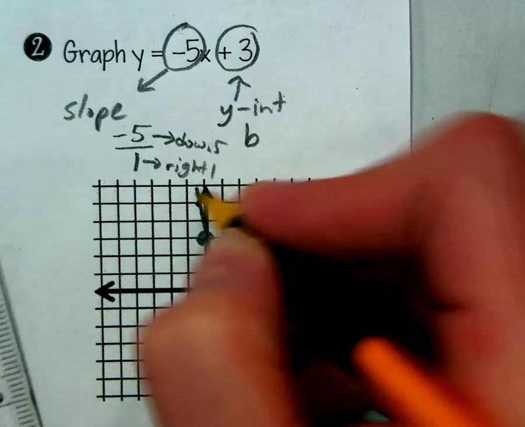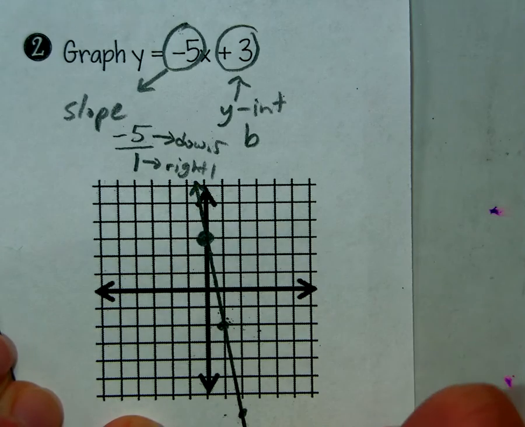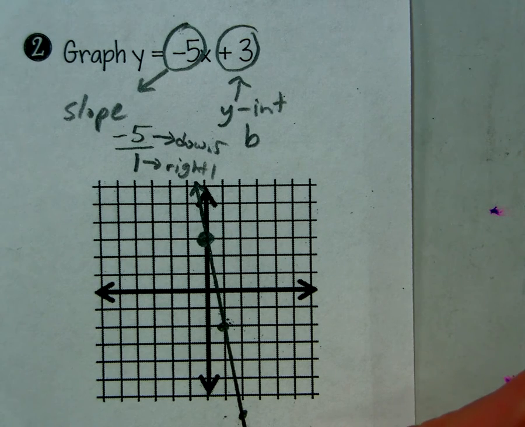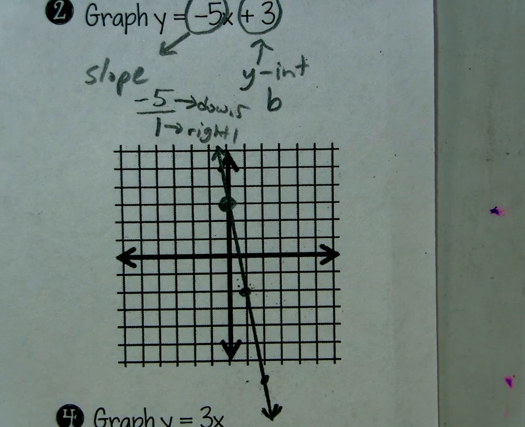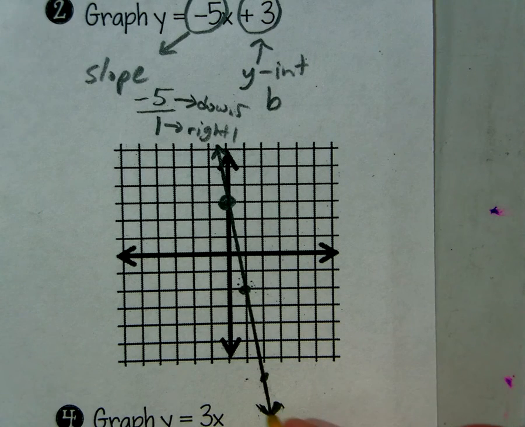And then we're going to make a nice straight line and put arrows on the ends. Can't see my arrow. There you go. So I put arrows on the ends.